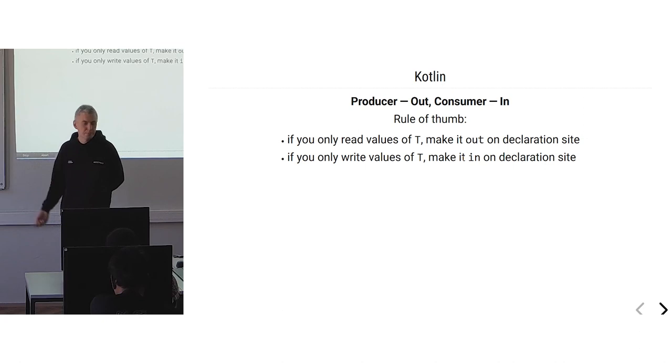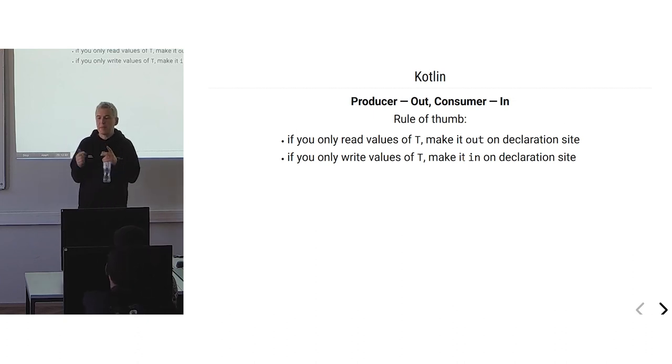In Kotlin, it's simpler: producer out, consumer in. Easier to remember. And a rule of thumb: if you only read values of T, make it out on the declaration side. If you only write values of T, make it in on the declaration side. We have a functional type called Function, both in Java and in Kotlin. In Function, we have two type parameters: the parameter of the argument and the parameter of the return value.